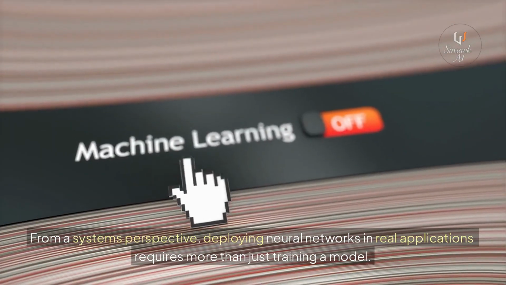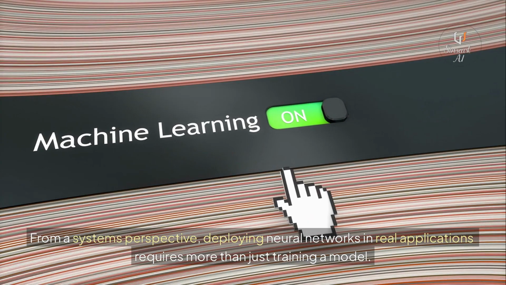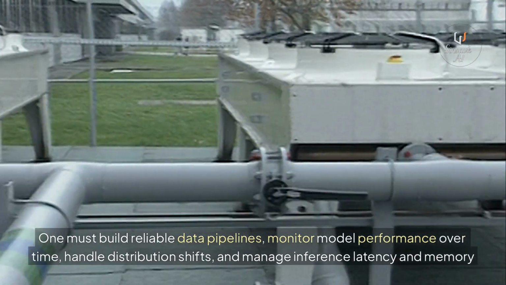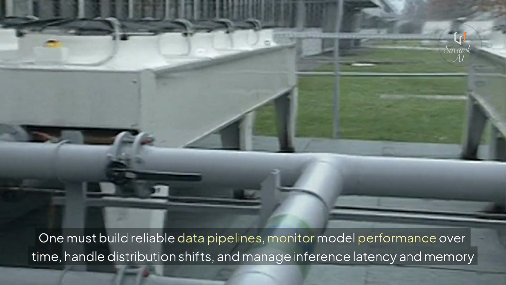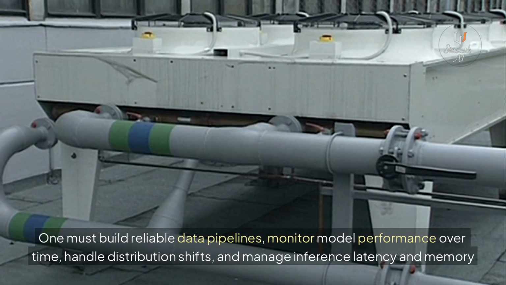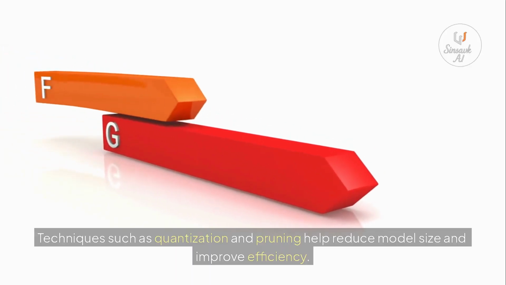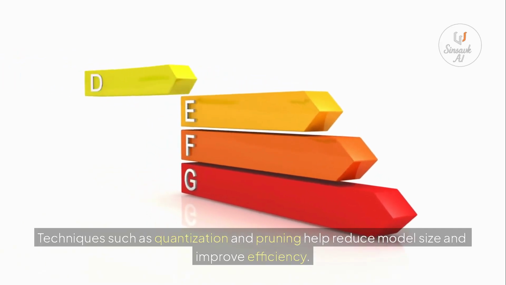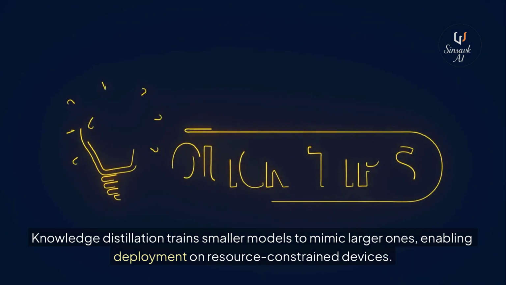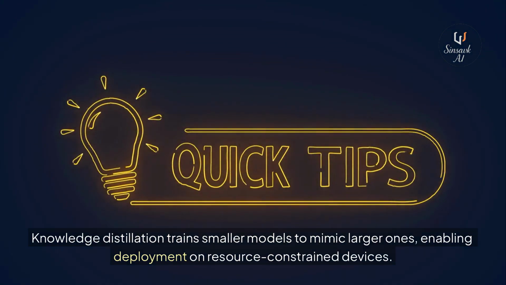From a systems perspective, deploying neural networks in real applications requires more than just training a model. One must build reliable data pipelines, monitor model performance over time, handle distribution shifts, and manage inference latency and memory constraints. Techniques such as quantization and pruning help reduce model size and improve efficiency. Knowledge distillation trains smaller models to mimic larger ones, enabling deployment on resource-constrained devices.